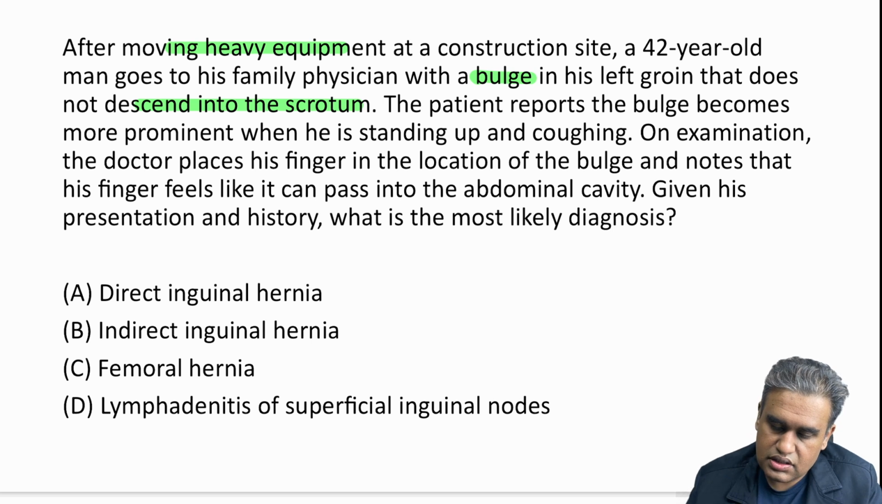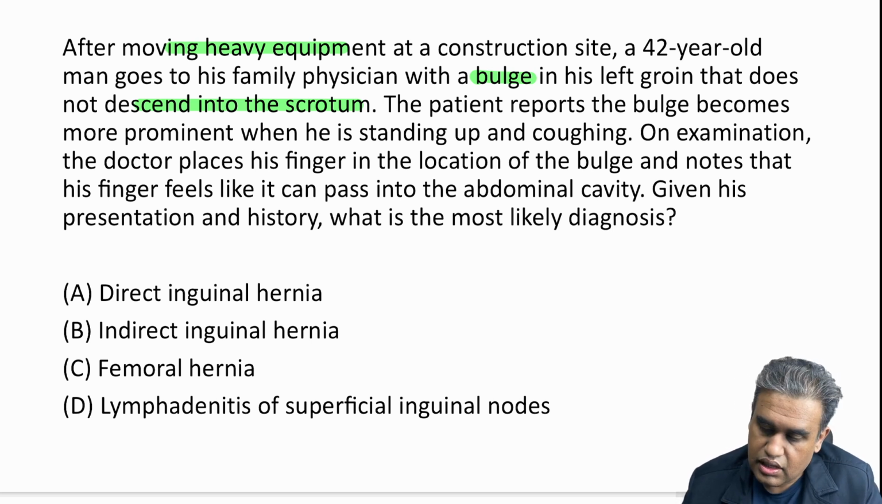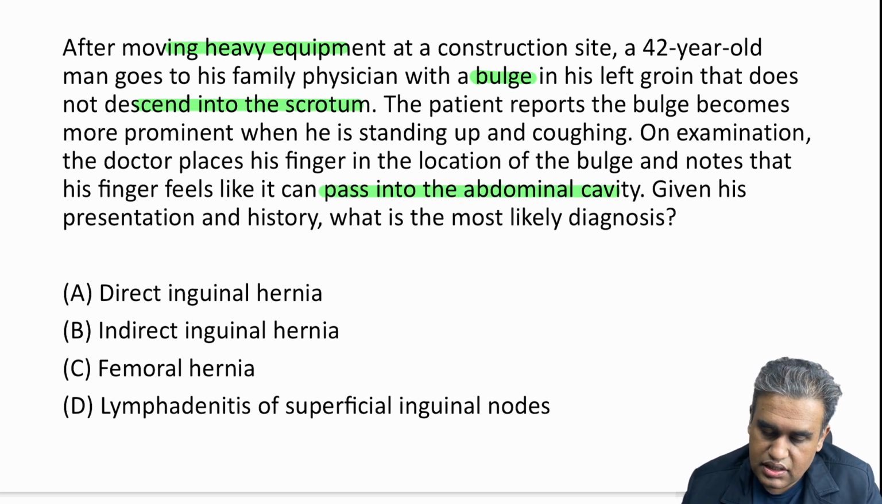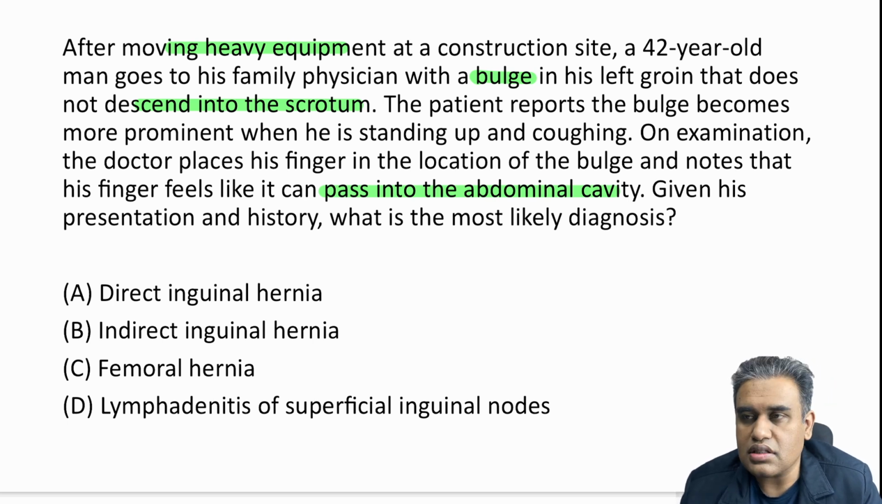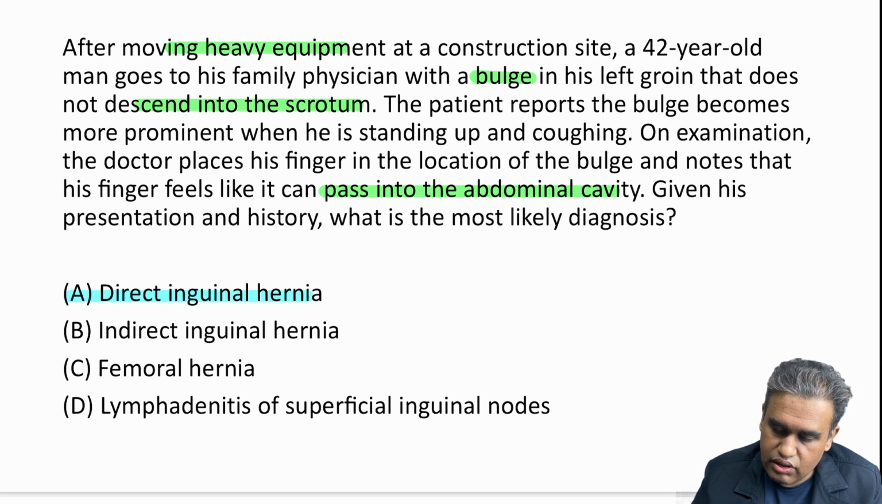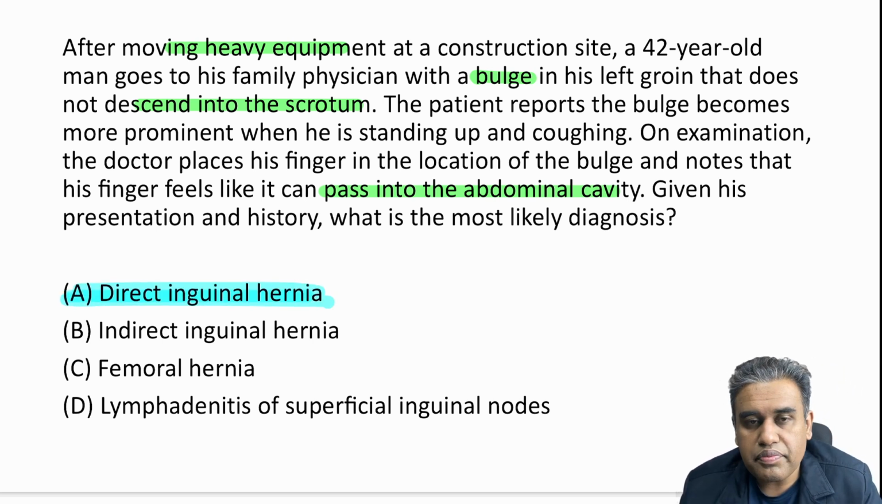On examination, the doctor places his finger in the location of the bulge and notes that his finger feels like it can pass into the abdominal cavity. So there is an opening there. Given his presentation and history, what is the most likely diagnosis? Imagine you are sitting in an OPD and a case like this comes into a surgery OPD. A middle-aged man, history of heavy work, and a bulge in the groin which is not going into the scrotum, and it increases on standing and coughing. It is most probably a direct inguinal hernia. It is most probably option A, direct inguinal hernia, that is coming through Hesselbach's triangle.